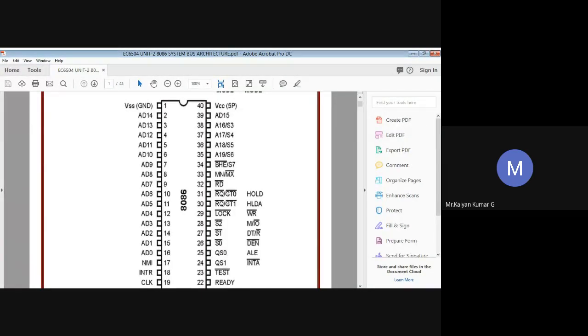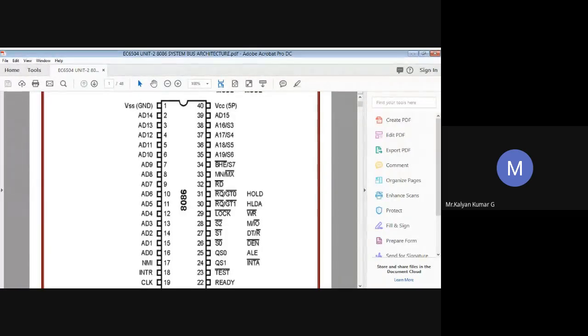And moving on to minimum mode signals. So I think pin number 24 to 31 you can refer. So we have hold request, hold acknowledgement HLDA, write control, and M/IO bar, which means what? Memory or IO device. So it is a memory or IO control type output pin actually. And DT/R bar, data transmit or receive. Okay, so again, it's an output type of pin.